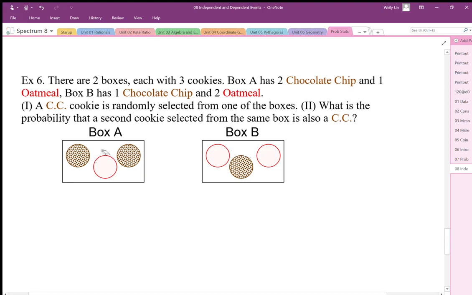If we're in box A, the chance of getting another chocolate chip is 50% because there's only 2 cookies left and one of them is chocolate chip. And there's a possibility again that we're in box A. So how do we go about doing this probability then? Think about that and see how you would set it up.